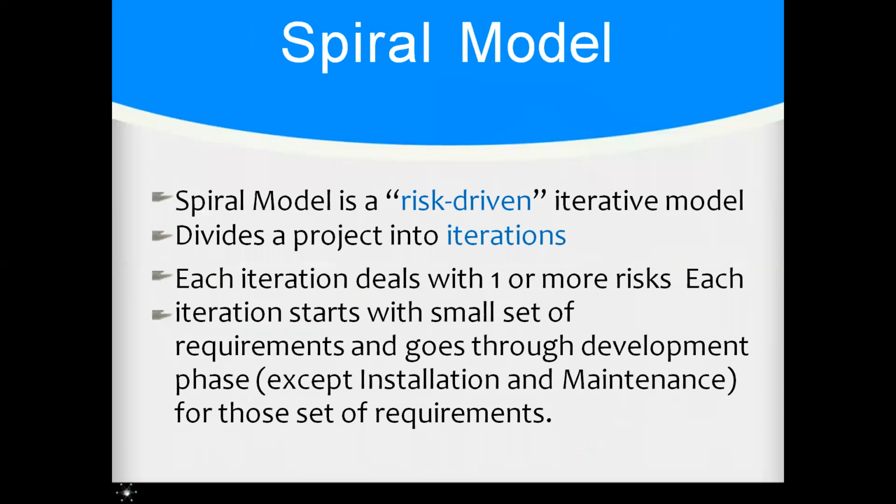Then the spiral model is a risk-driven iterative model. It divides a project into iterations. You know when they say something iterates. So each iteration deals with one or more risks. Each iteration starts with a small set of requirements and goes through the development stage, except installation and maintenance, for that set of requirements. What this is explaining to us is that, in a nutshell, it's risk-driven. It's one of the risks it takes.